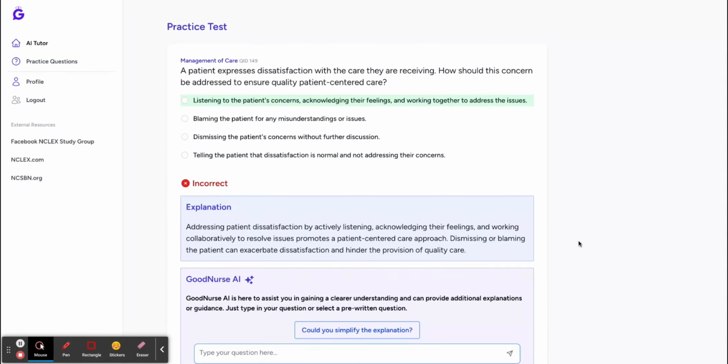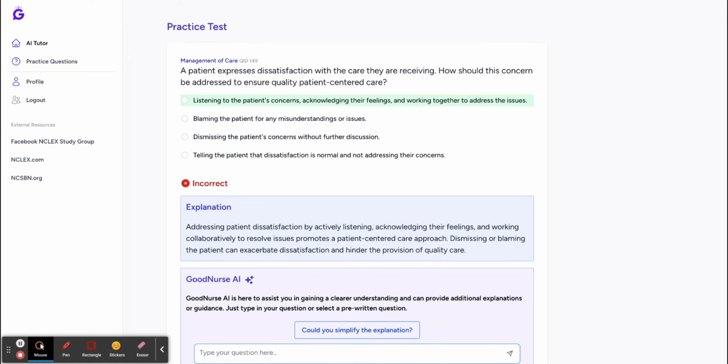If you chose A, you're absolutely right. Addressing patient dissatisfaction by actively listening, acknowledging their feelings, and working collaboratively to resolve issues promotes a patient-centered care approach. It's crucial for building trust and ensuring quality care.